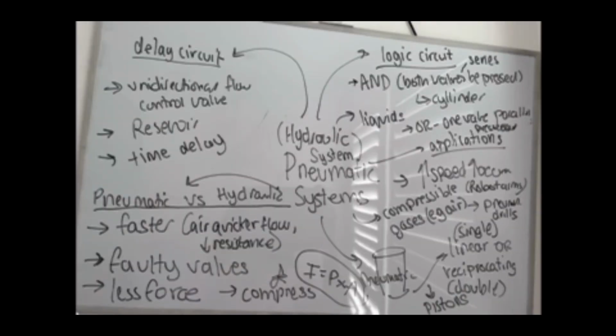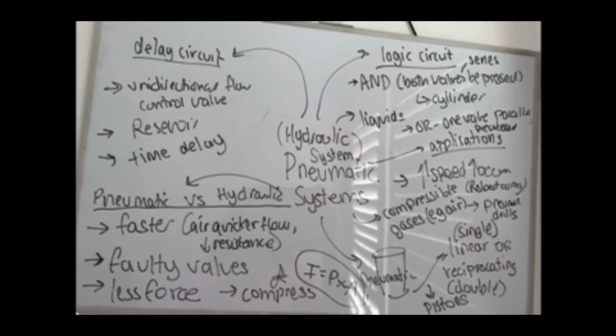Now, you may also need to know about pneumatic and hydraulic systems. So, a hydraulic system relies on liquids to work, and a pneumatic system relies on air and compressible gases. Now you may be asked to compare pneumatic and hydraulic systems. So pneumatic systems are faster because there is a faster flow of air in comparison to liquids, and also there's a less resistant path for air as compared to liquids. Another issue with hydraulic systems is that when there are faulty valves, the liquid could escape and stop working, whereas this doesn't necessarily happen for pneumatic systems.